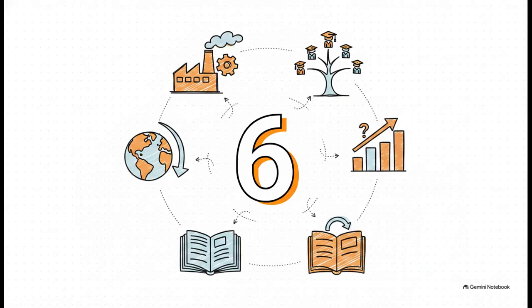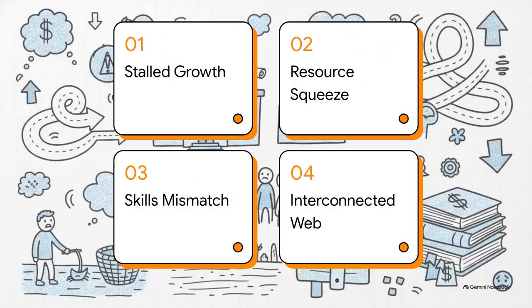We're going to zero in on exactly 6 primary, deeply interconnected causes. These aren't just random factors, right? They're totally woven into the country's economic growth, its demographics, and its policy decisions. Getting a solid handle on these 6 pillars is really the only way we can grasp why this crisis is so persistent. To make this super easy to digest, we're going to group these 6 causes into 4 main areas. We've got stalled engines of growth, the resource squeeze, skills and policy mismatch, and finally, the interconnected web.